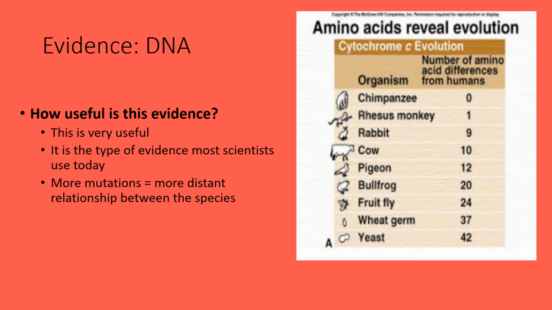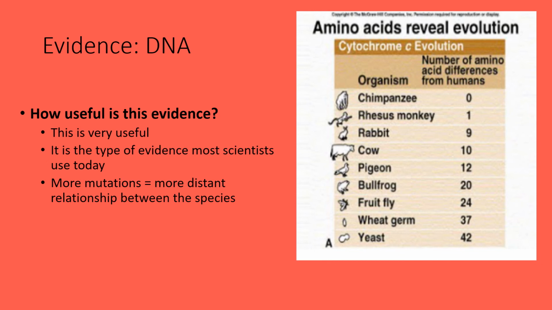If things share more similarities, that means they shared a more recent common ancestor. I don't know why the chimpanzee says there are 0 differences in amino acids to the human, but all of these are related to how different they are to humans. We have chimpanzees, rhesus monkey, rabbit, cow, pigeon, bullfrog, fruit fly, wheat germ, and yeast. Chimpanzees and rhesus monkeys have very few differences from humans, which means we share a very recent common ancestor. Our DNA hasn't had very much time to evolve and change to make a bunch of differences.